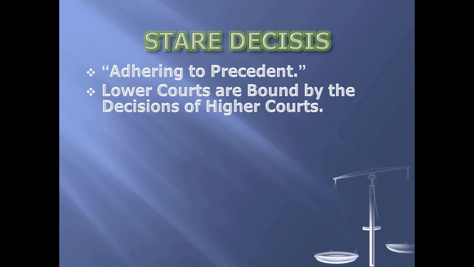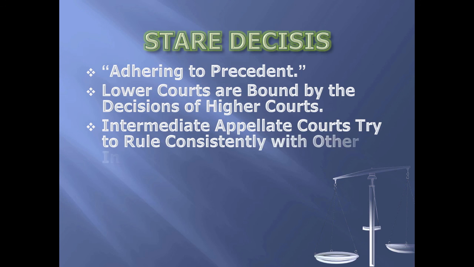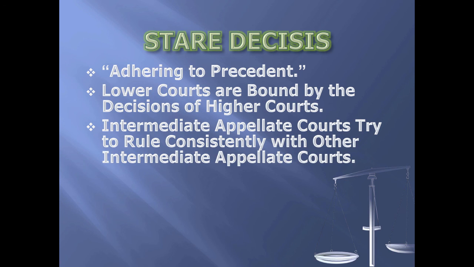Stare decisis means adhering to a precedent. Lower courts are bound by the decisions of higher courts. The reason for this system is that the appellate courts try to rule with consistency so that somebody getting convicted and cases that are happening in Southern California are relatively similar to Northern California. You don't want to be in a state where, depending on where you travel, the laws are applied differently.